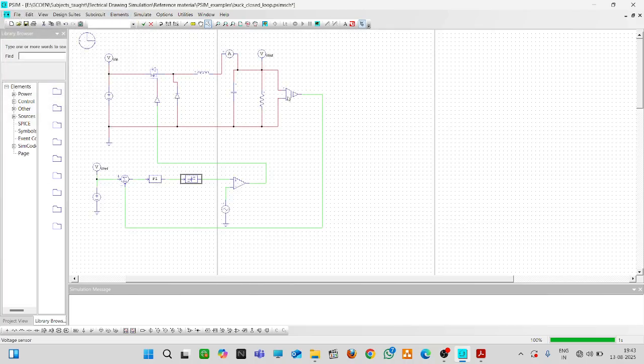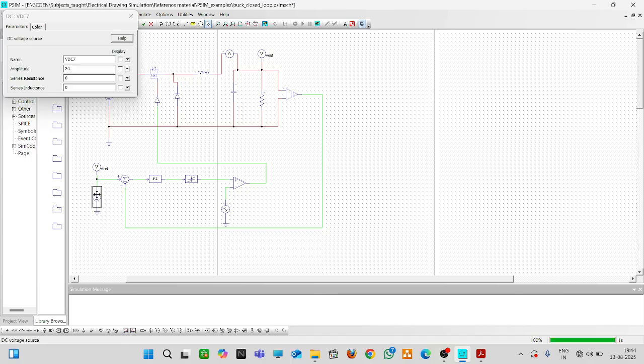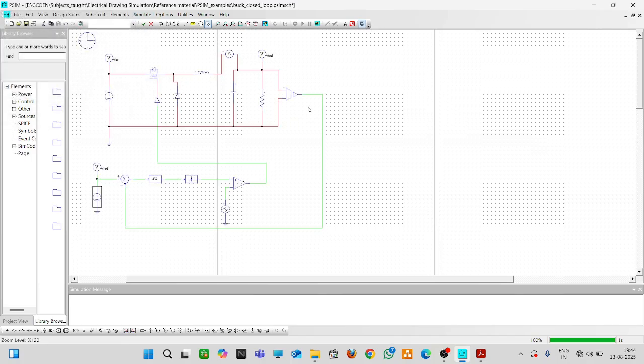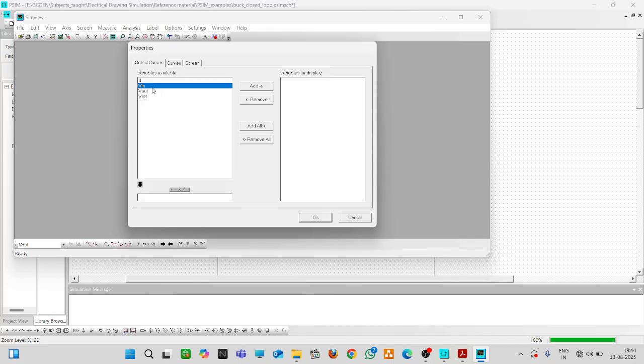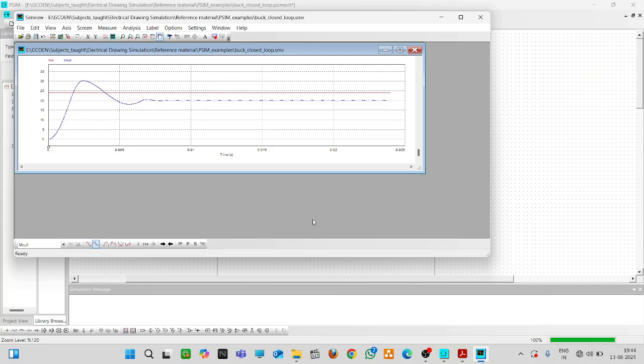What we have done, we have taken a voltage, then compared the actual voltage with the reference voltage. This is the reference voltage we want to have at the load side. Now in this case, we have taken this as 20, so 20 volts should be there on the load side. Okay, we'll check the things. We are more interested in this only. You can see here 20 volt is coming.